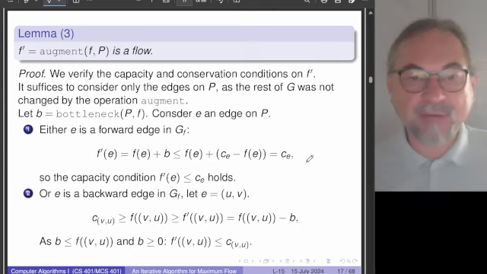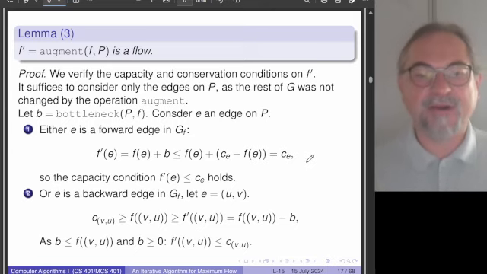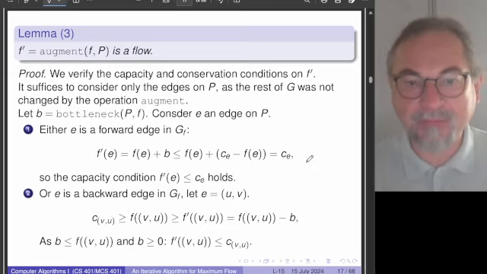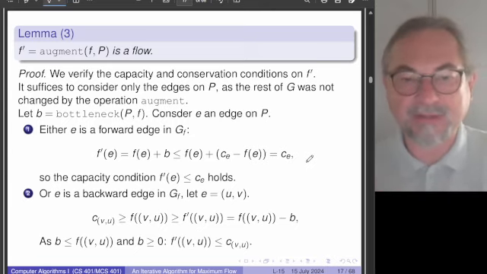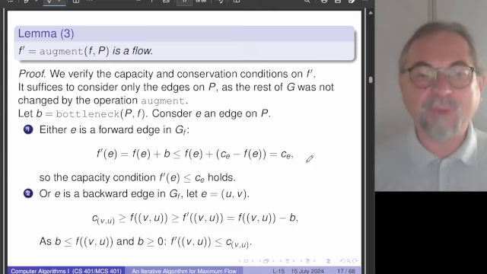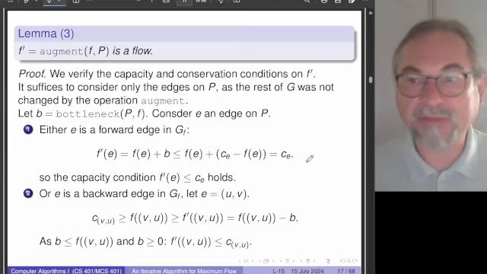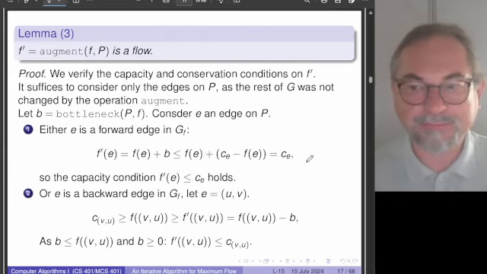If we now look at the backward edge, well, here it's actually much simpler. We are subtracting positive numbers. So the bottleneck is always less than the flow on an edge. So again, it's the minimum residual capacity. It's also the minimum value of what we can redirect. Therefore, if we subtract, the f prime will still be less than the capacity. Okay, so the capacity conditions on the flow function on the edges hold.